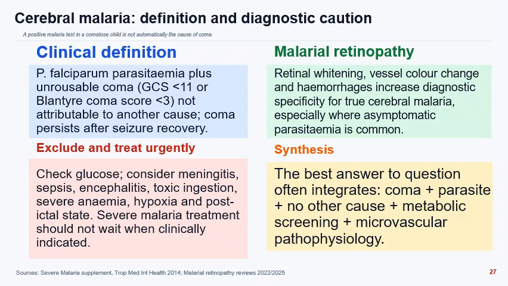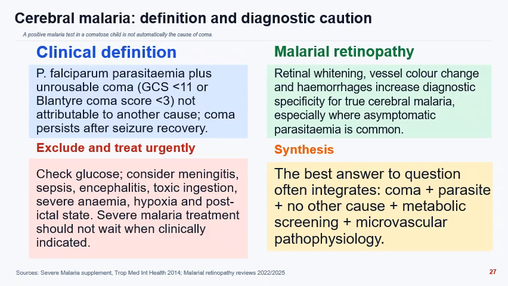Now, let us look at some of the major organ syndromes in severe malaria. Cerebral malaria, for example, is falciparum parasitemia with unarousable coma that cannot be explained by any other cause, usually with a Glasgow coma score below 11 or a Blantyre coma score below 3. The coma should persist after the immediate post-ictal period and after hypoglycemia has been corrected.